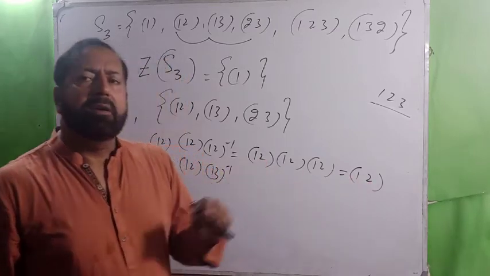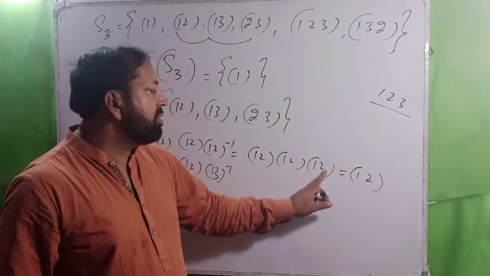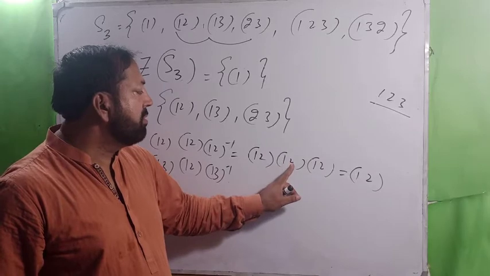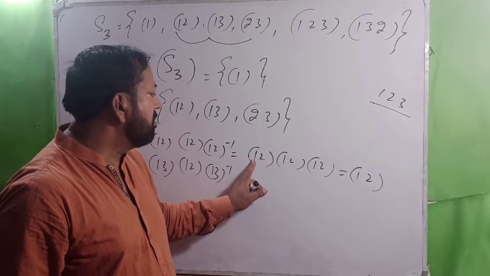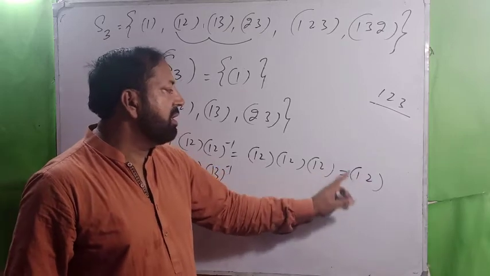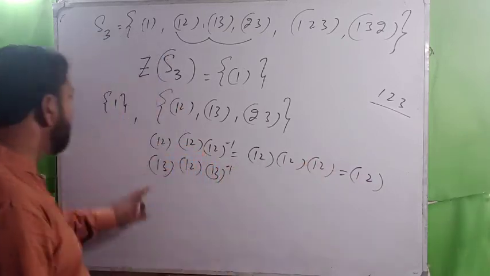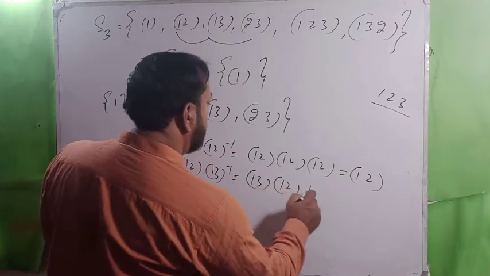Now you need to see what is the answer for 2. 2 is mapped onto 1, 1 is mapped onto 2, and then 2 is mapped onto 1. So 2 is mapped onto 1, that's why it's closed. So it's a transposition. Similarly, you can see this is (1 3)(1 2)(1 3).